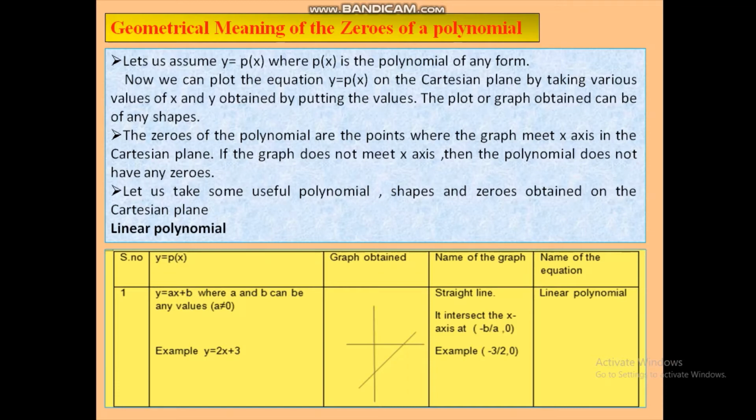Taking an example, y = 2x + 3. If we draw the graph line for this equation, we get a straight line which intersects the x-axis at the point (-3/2, 0). And this is known as the solution of the equation or the zero of the equation.